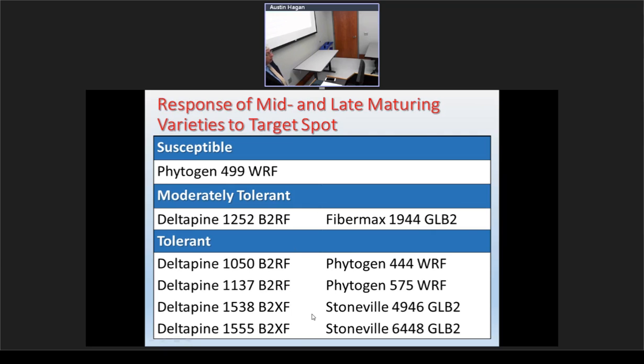And actually, over the next year or two, we hope to add a lot more varieties to this particular list. But there are a lot of good choices for growers in the way of cotton varieties to plant that tend to have less problem with target spot than, say, Phytogen 499. And in fact, in surveys that we've run in Southwest Alabama, growers are really only growing varieties on this list, and they're largely these Delta Pine varieties.